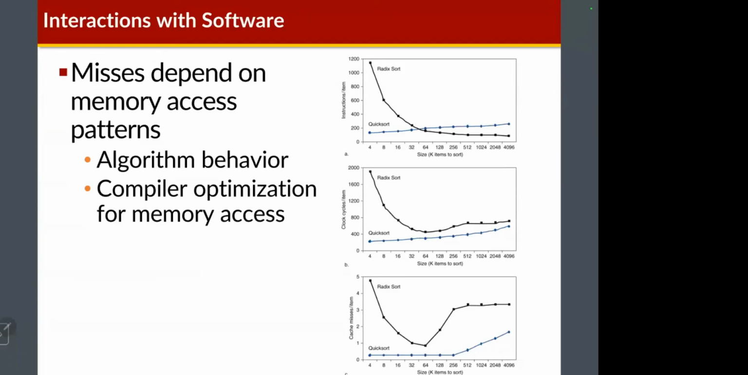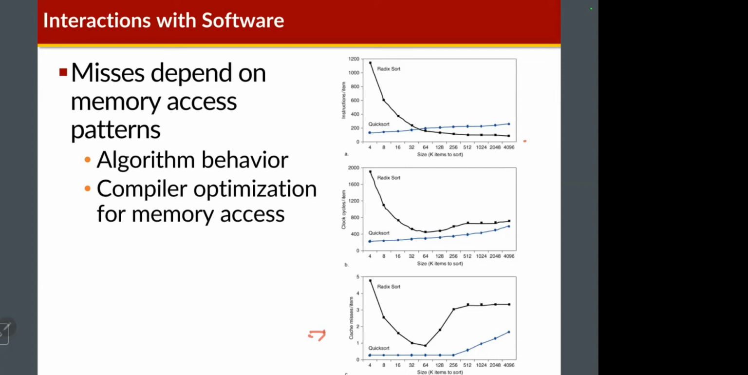And then let's see this graph. This graph just compares the performance of two different sort algorithms. In this first graph, this black line is the radix sort, a very simple sorting algorithm, and then you can also find the quick sort, a quick sorting algorithm.